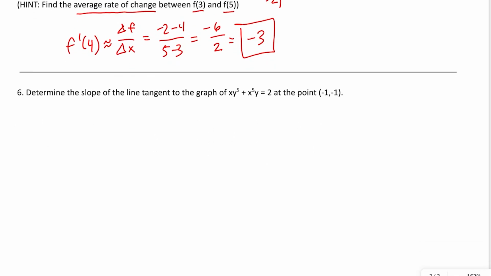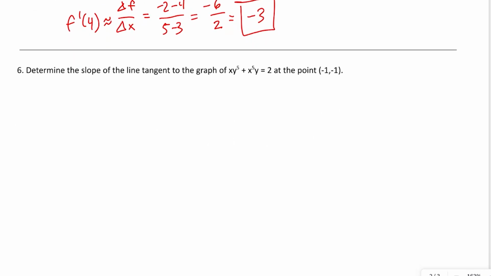Okay, number 6, determine the slope of the tangent line of this graph at the point (negative 1, negative 1). So it's going to be a little implicit differentiation practice. So let's go through the implicit differentiation here. We're going to have to use product rule here, and actually we're going to have to use product rule here as well. So derivative of x is just 1.